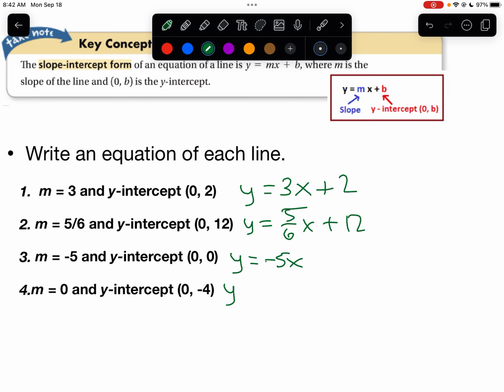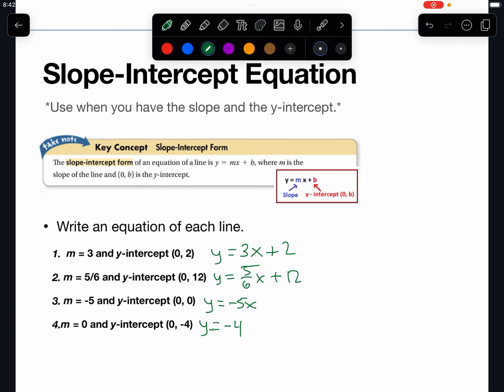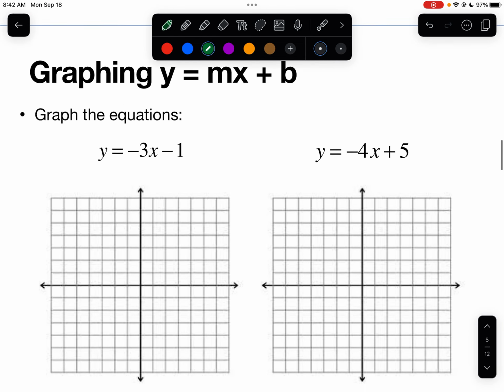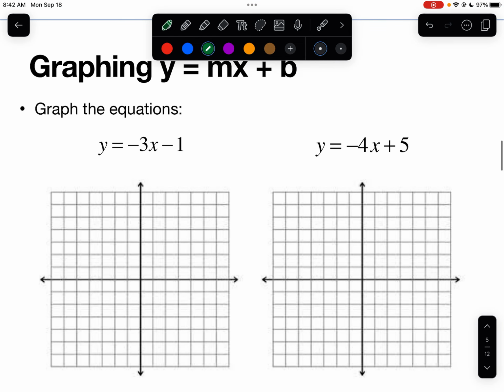And finally here we've got a slope of 0 and a y-intercept of negative 4. Well, you could say y = 0x - 4, or you could say 0 times x is 0, and so we'll just have y = -4. This would be a perfectly horizontal line with a slope of 0 passing through the y-axis at negative 4. That is the slope-intercept form of a linear equation, y = mx + b. So now that we know how to write it, let's practice graphing it.